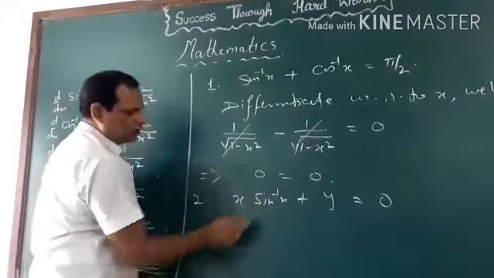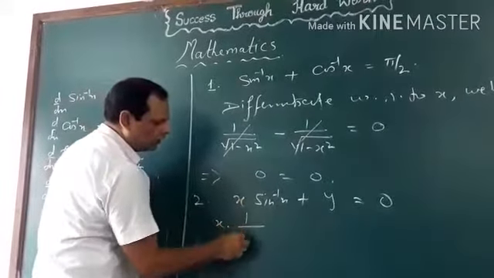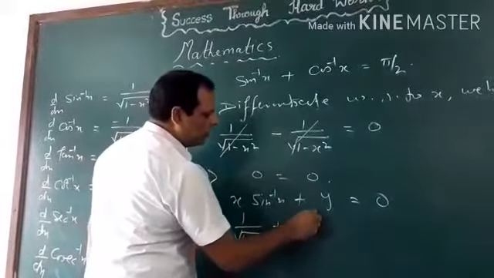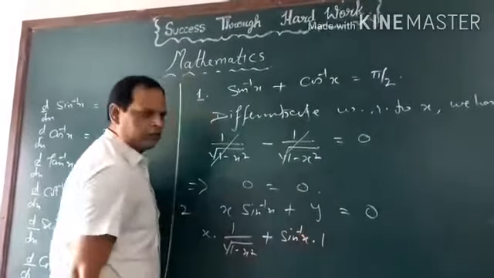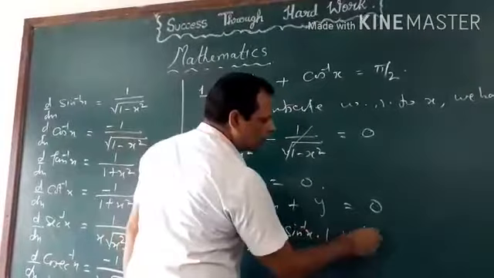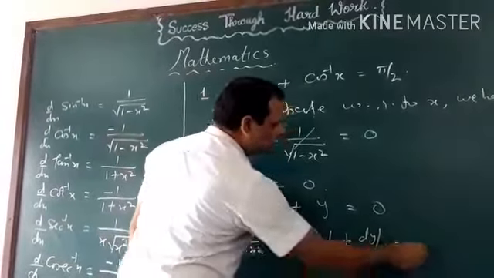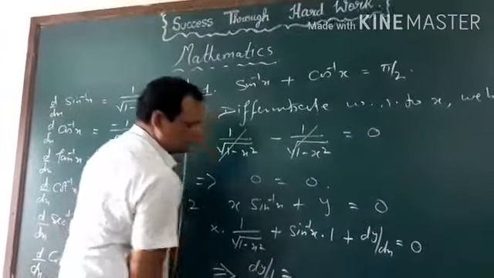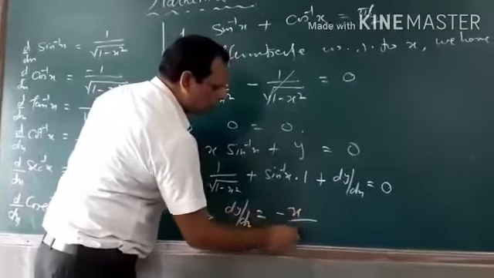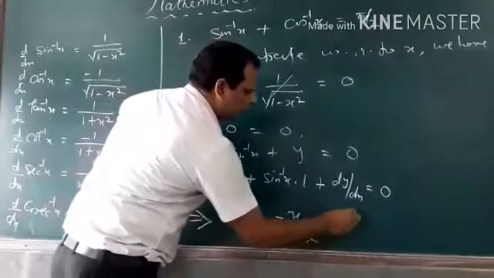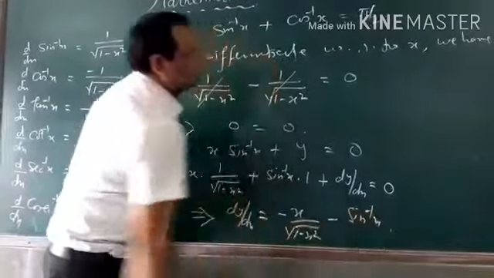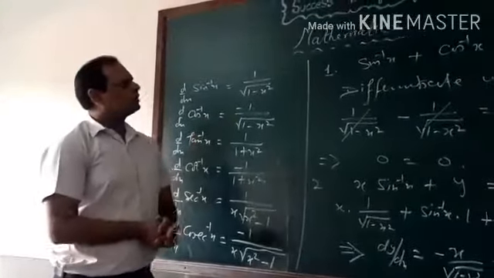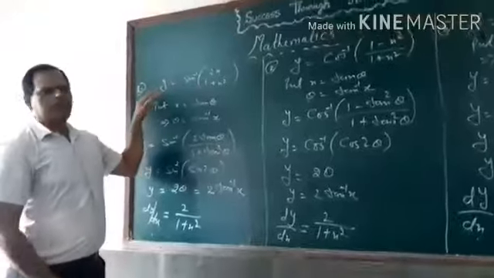x times the differentiation of sin inverse x, which is 1 upon root 1 minus x square, plus sin inverse x times the differentiation of x, which is 1, plus the differentiation of y, which is dy upon dx, equal to 0. Now the value of dy upon dx is equal to minus x upon root 1 minus x square minus sin inverse x. We see other examples of inverse trigonometric functions here.